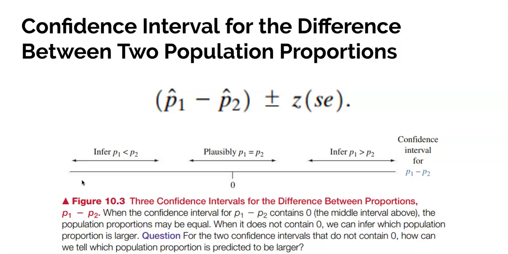But if it includes 0, we're 95% confident that the true population difference is in that interval, and one of those numbers is what? 0. That means they may be just equal. Maybe none of them is bigger. Maybe they are the same. Not one of them is bigger. So that's the idea of the confidence interval.